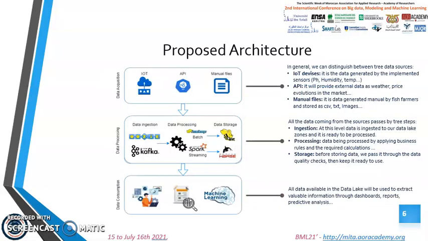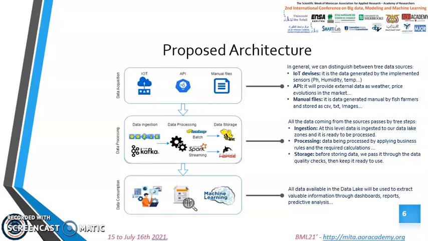Now, let's see our proposed architecture. The first phase, which is data acquisition, we may have data coming from three different sources. The first data source is the IoT devices. It is the data generated by the implemented sensors. We can have information about the pH, humidity, temperature, pressure, or something like that.